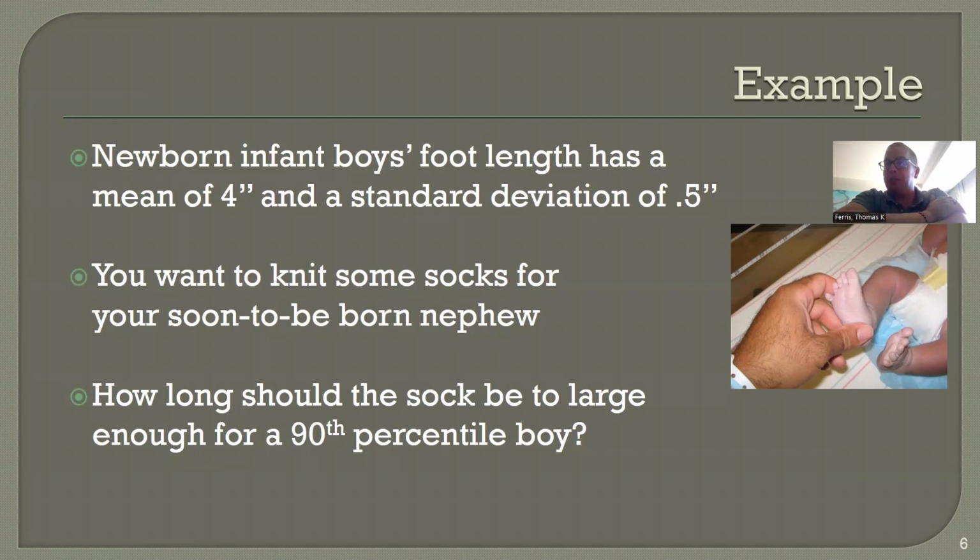All right, so assume that data set's out there, and you get told that a newborn infant boy's foot has a mean of 4 inches and a standard deviation of 0.5 inches. However you get those data, that's a different part of this problem. But now your challenge here is to design a pair of socks, knit a pair of socks, for your new nephew. Let's say your brother or your sister, or you're the in-law, so it's not your child. One of your siblings has a child.